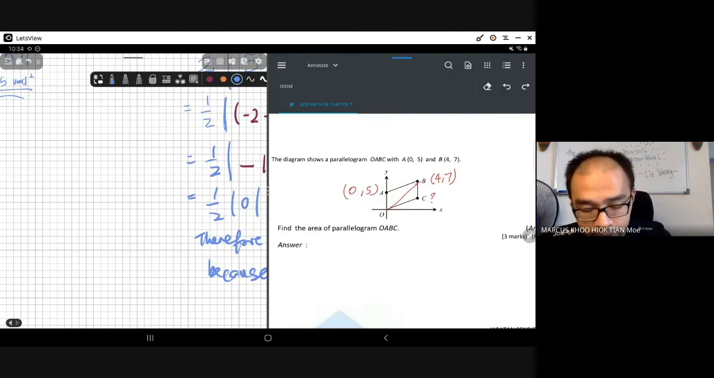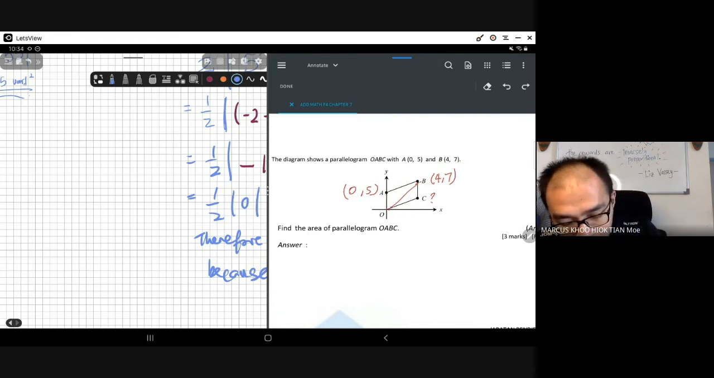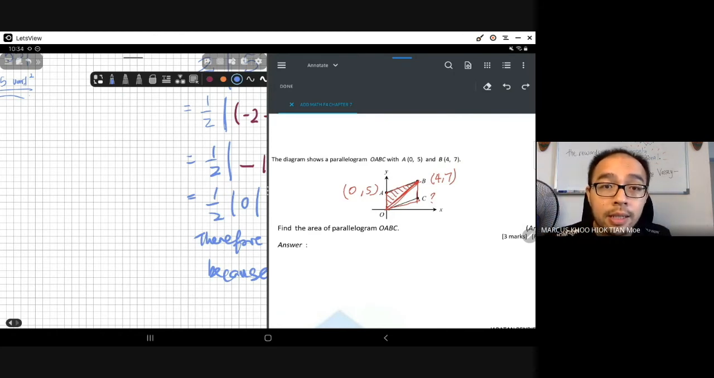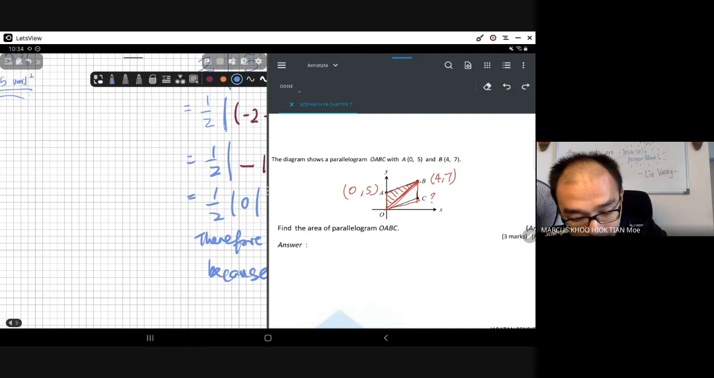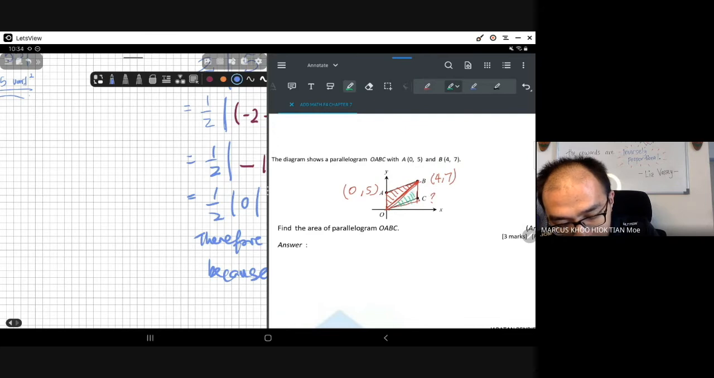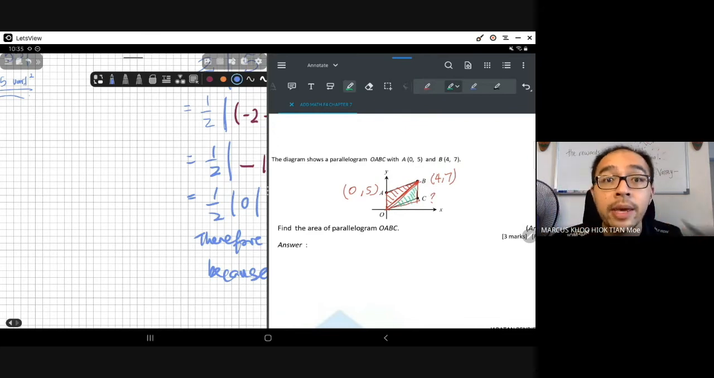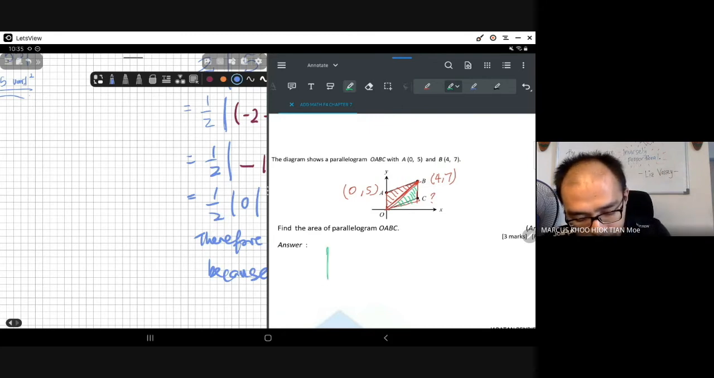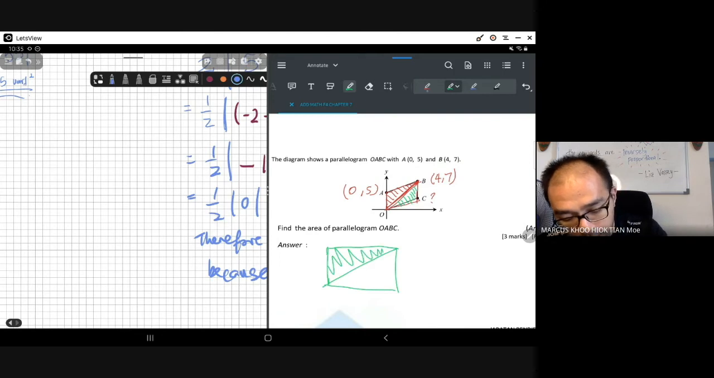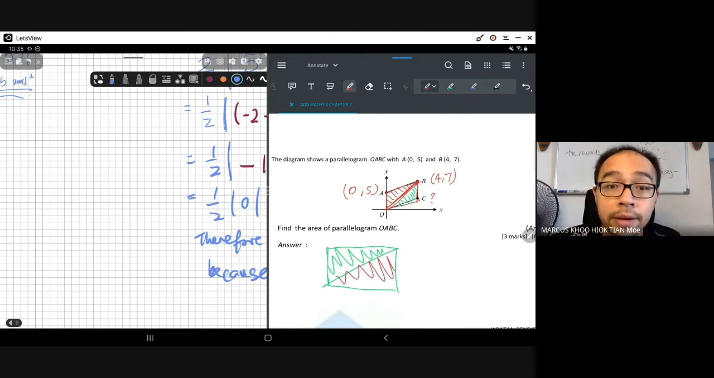Now if you notice, this parallelogram is a rectangle. If you have a rectangle and I cut this across the middle, I can count this triangle. The red color triangle and the green color triangle are the same area because it's a rectangle. If I cut it in the middle like this, this part and this part must be the same area.